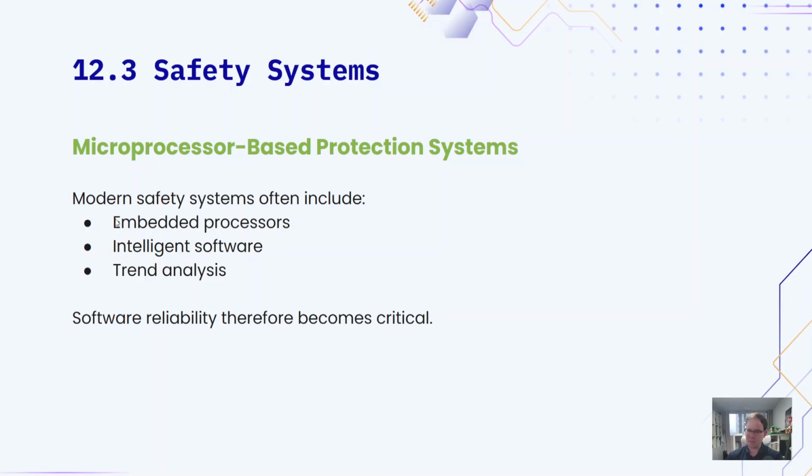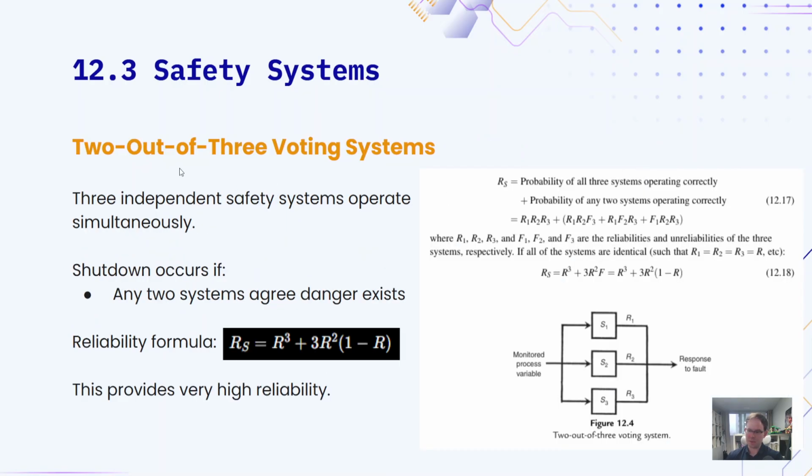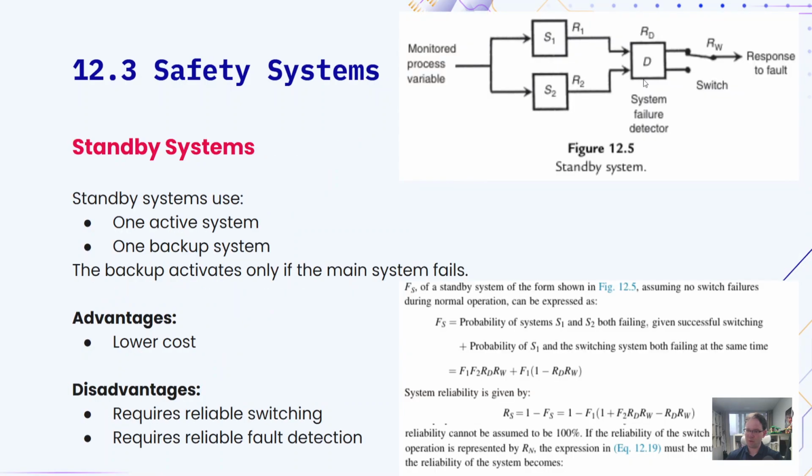Microprocessor-based protection systems include embedded processors, intelligent software, and trend analysis. Software reliability is really important in these systems. We also have 2 out of 3 voting systems where 3 independent safety systems operate simultaneously. Shutdown occurs if any 2 systems agree that danger exists, and here's a formula to calculate that. This provides very high reliability. We monitor these 3 systems, and if any 2 of them vote that it's dangerous, then we have to respond. But if 2 of them say it's okay and one of them says it's not okay, then you ignore the one, because it's 2 out of 3 voting.